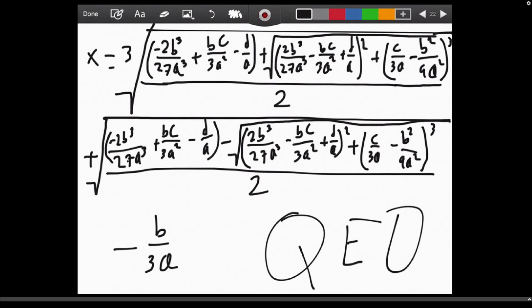We have x equals the cube root of negative 2b cubed over 27a cubed plus bc over 3a squared minus d over a plus the square root of the square root quantity 2b cubed over 27a cubed minus bc over 3a squared plus d over a squared plus the quantity c over 3a squared minus b squared over 9a squared cubed all over 2 plus the cube root of negative 2b cubed over 27a cubed plus bc over 3a squared minus d over a minus square root quantity 2b cubed over 27a cubed minus bc over 3a squared plus d over a squared plus quantity c over 3a minus b squared over 9a squared cubed all over 2 minus b over 3a. QED. We have finished the cubic formula, and that is it.